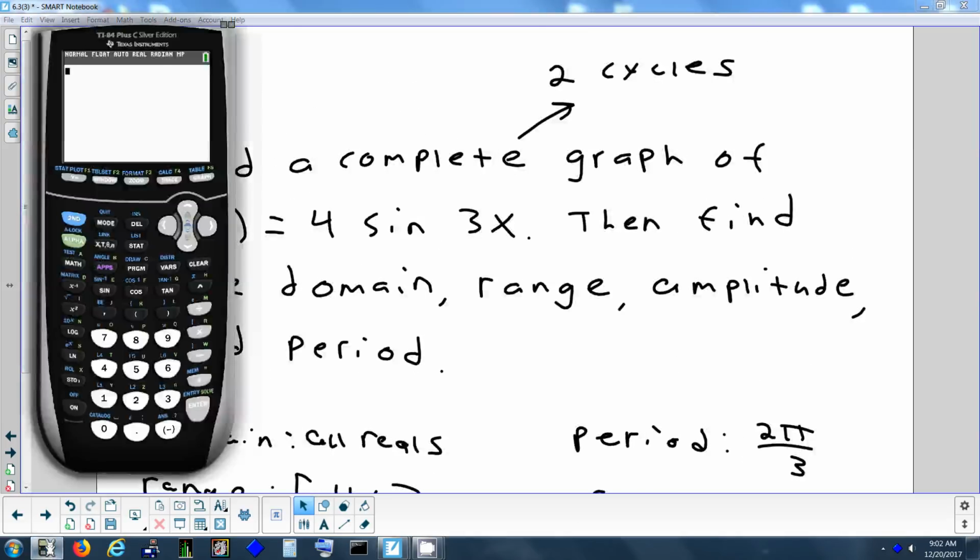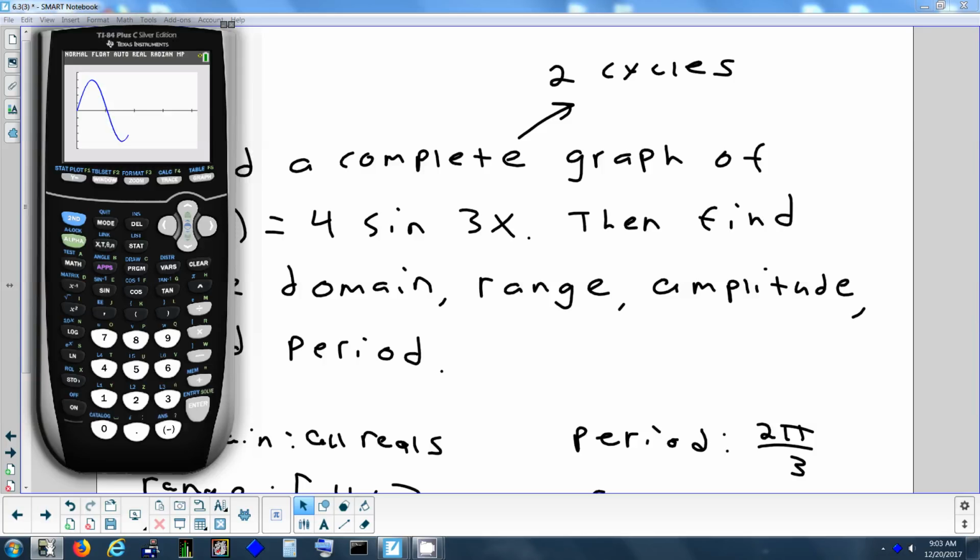Okay, so let's graph it. So we've got 4 sine 3x. Now I know the highest and lowest is 4 to negative 4. Negative 10 to 10 is fine, it's more than you need, but that's okay. Let's set the y's from negative 5 to 5, and it's the x's that control how much of the period you see. So 0 to 4 pi over 3. So now when I type that in and hit graph, I should see exactly 2 cycles.